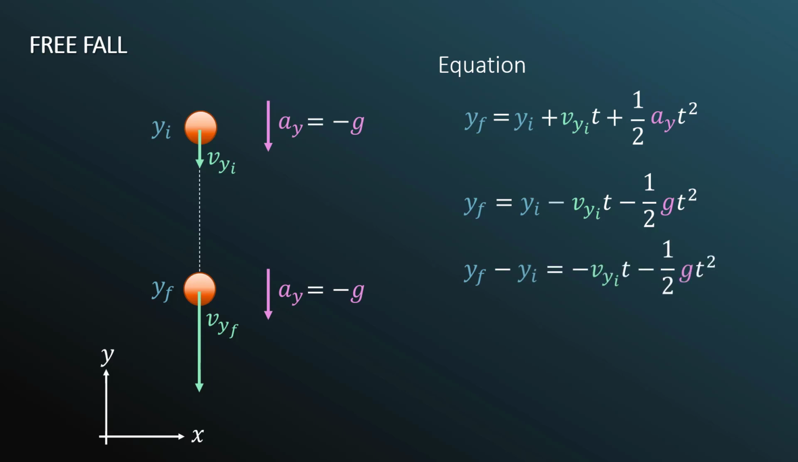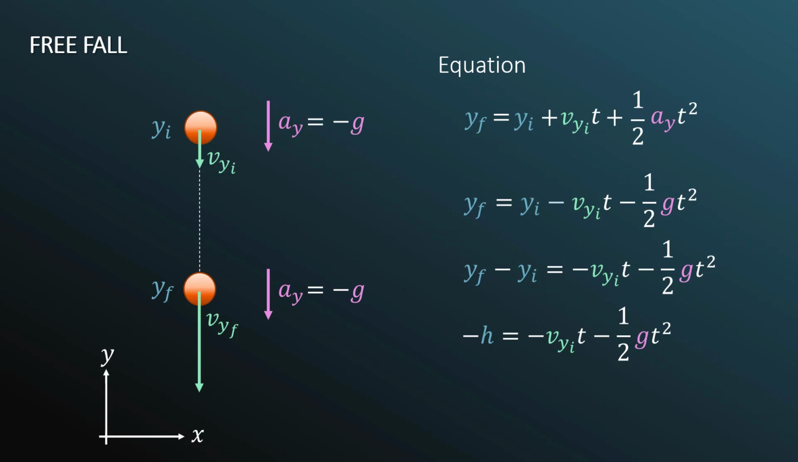And I'm doing that for a very specific reason, because the change in the y position is really just the height, or the change in height. And I will denote that by h. And we're having a negative change in height because we're going from some high position to some lower position. So the change in the y position is simply the height.